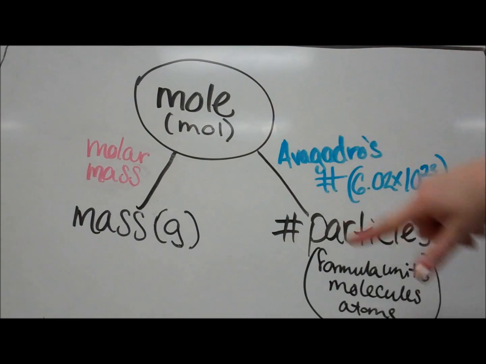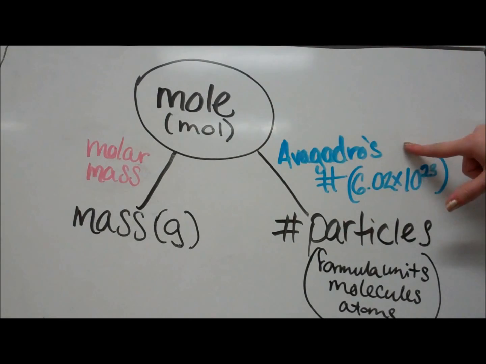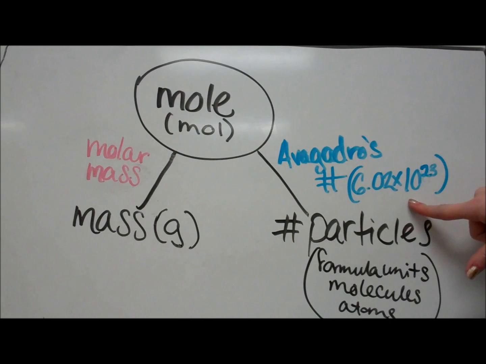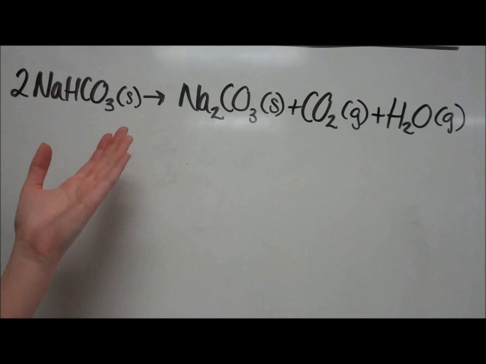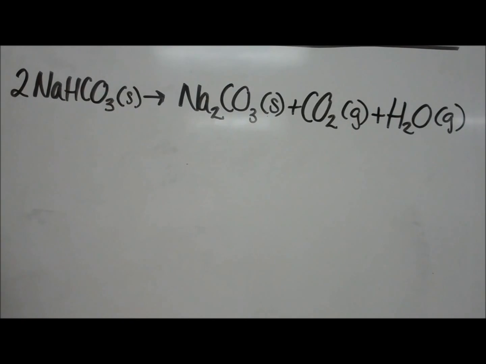Over here, if you go from mole to number of particles, you're going to use Avogadro's number, which remember is 6.02 times 10 to the 23rd. And it's important to know that those particles can be formula units, molecules, or atoms. So, to learn how to do stoichiometry problems, I'm just going to walk you through a simple stoichiometry problem and show you step by step how to solve it.